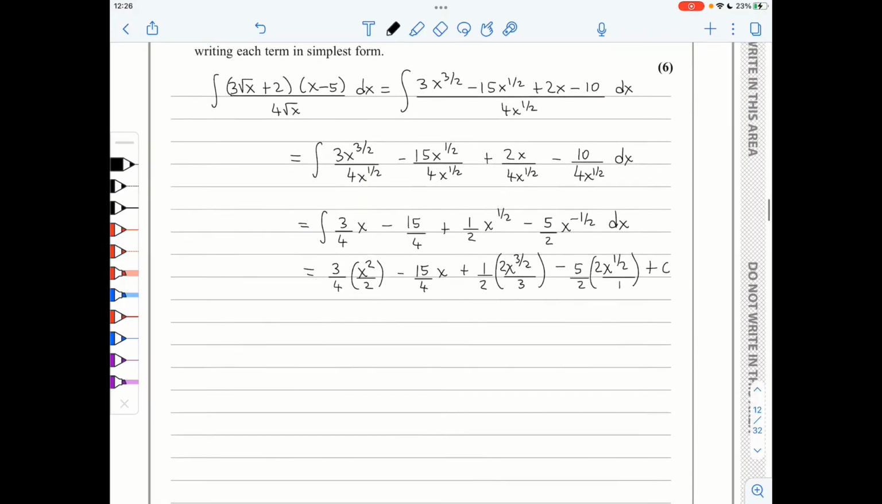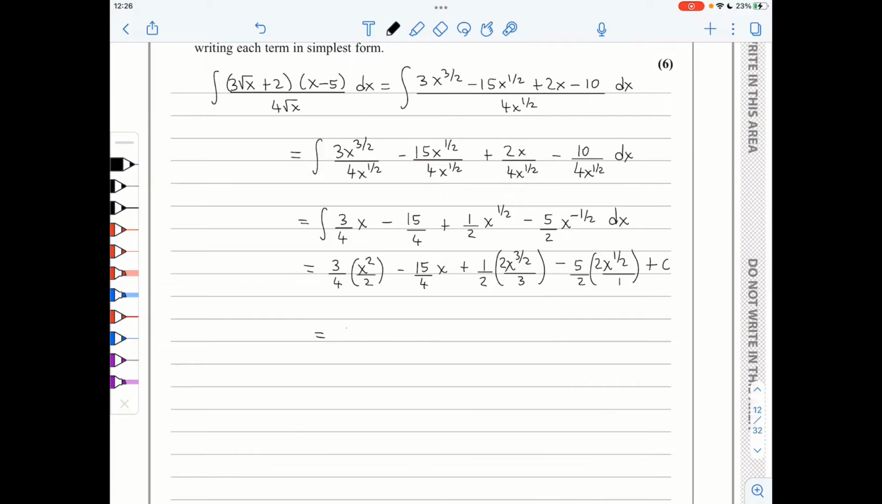And the only thing left to do here is simplify terms. So it's 3x squared over 8 minus 15x over 4 plus a third x to the 3 over 2 because the 2 with the 2 cancel out, minus 5x to the half with the 2 and the 2 cancelling out, plus c.